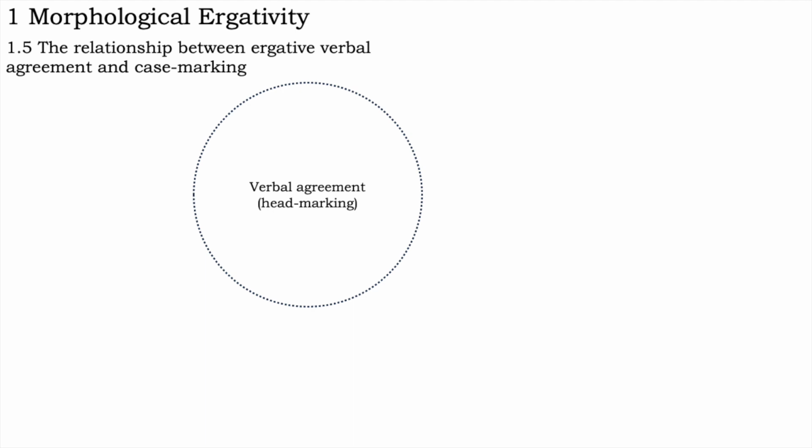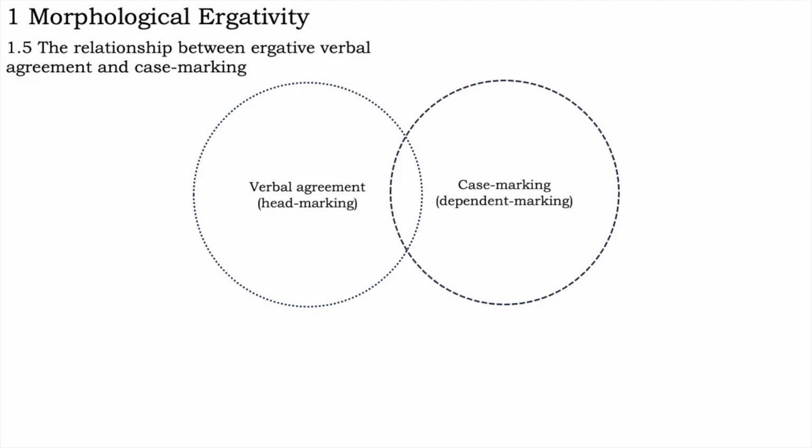The relationship between ergative verbal agreement and case marking. For the most part, languages, whether accusative, ergative, or neither, tend to use either verbal agreement, head marking, or case marking, dependent marking, but not both, double marking. For instance, Sakapultek uses only verbal agreement, whereas Diyari uses only case marking.